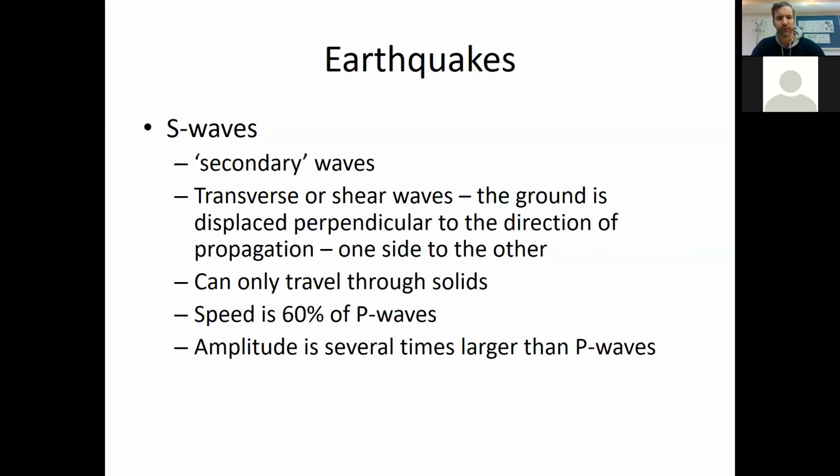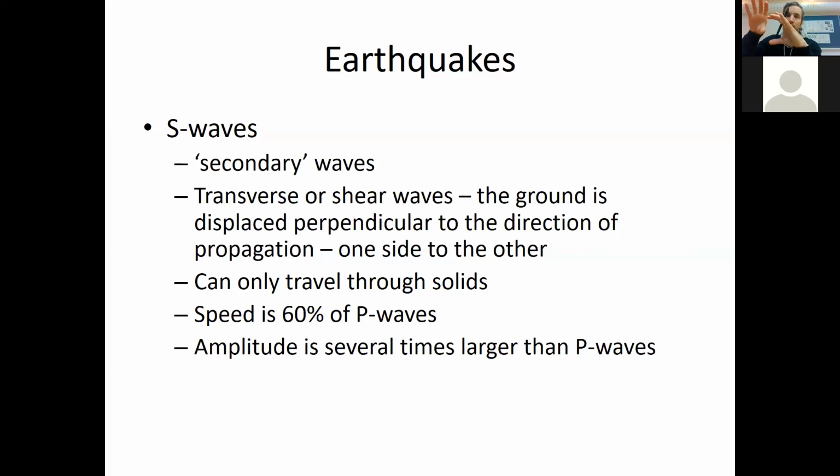So the direction of propagation is perpendicular to the direction of the actual vibration. They can only travel through solids, okay? We explained that the other wave, the compression and expansion wave, can travel through anything, air, water, solid, it doesn't matter. But this can only travel through solid because if I shear something out of a solid, it's going to pull on the next bit, right? And this phenomenon creates the wave.